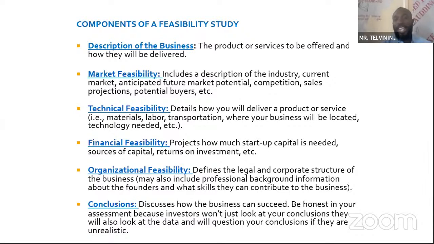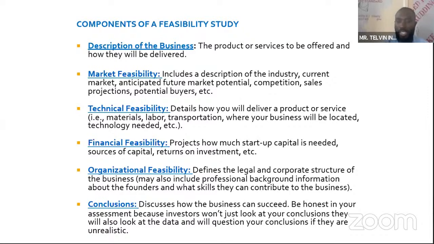Then you have technical feasibility, for your kind of business. This will tell you details of how you will deliver a product or service. That is, materials that you will need, the labor, transportation, where your business will be located, the technology needed. All these are your technical feasibility.